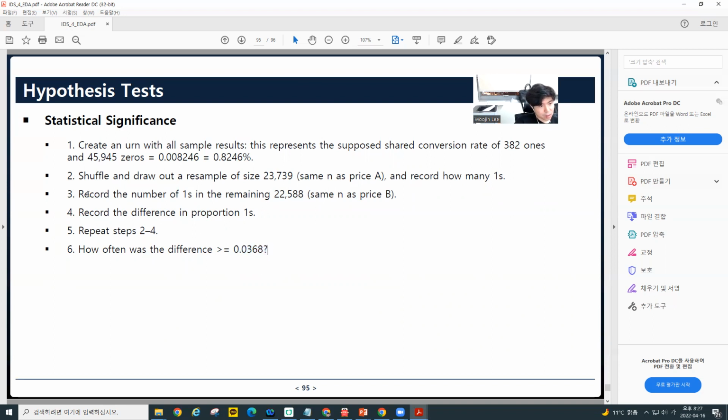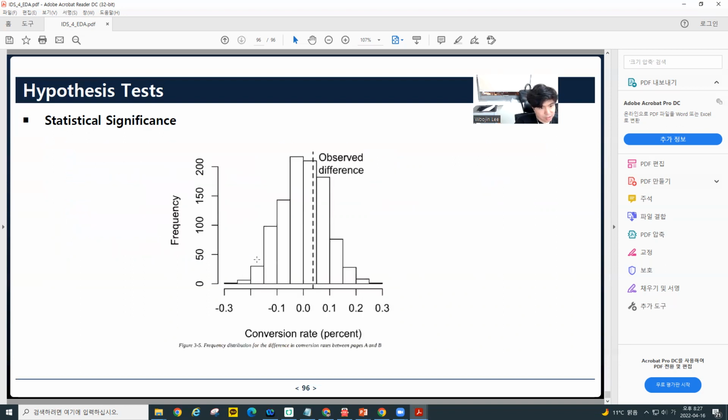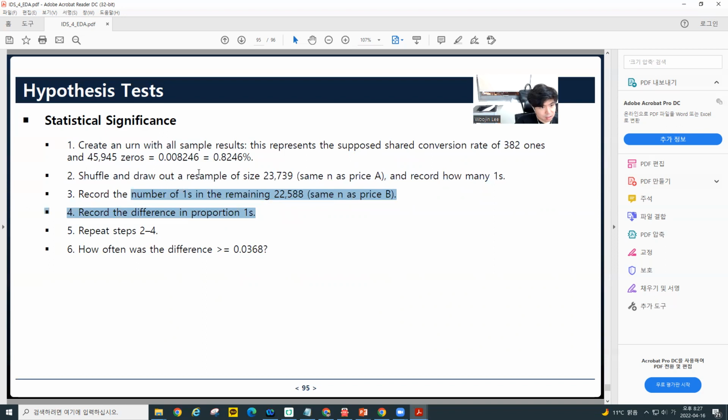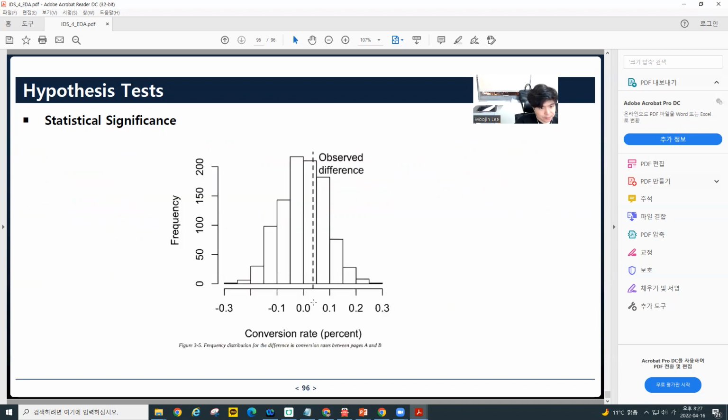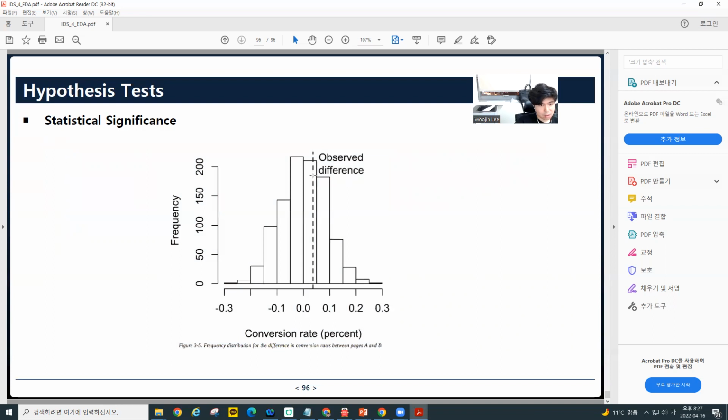그래서 1000번, 10,000번 기록을 할 거 아니에요. 이렇게 기록한 것을 가지고 히스토그램을 그려봤고, 우리가 구한 원본 데이터에서의 차이 0.0368을 여기에 그렸어요. 그러면 A와 B 페이지의 차이가 이 정도가 나왔다는 건데, 이것을 봤을 때 A와 B는 차이가 있을까요, 없을까요? 차이가 없죠.